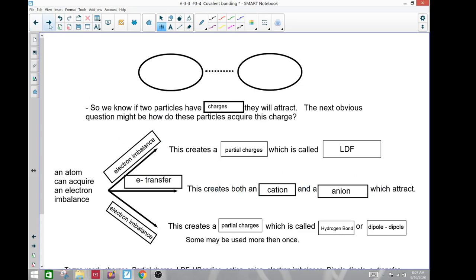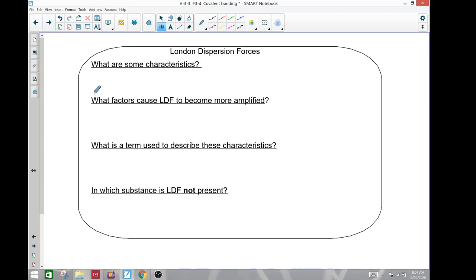Same stuff. So what are some characteristics of London dispersion forces? What factors cause dispersion force to be bigger? What term do we use to describe these characteristics? In which substance is LDF not present? So, some characteristics of these guys. One thing I just want to make sure you know is this is a nonpolar substance. Nonpolar.